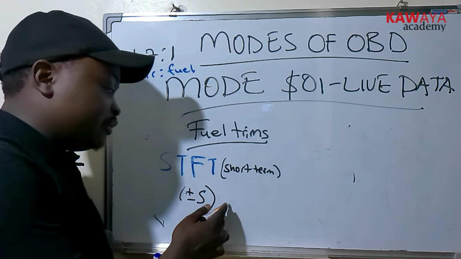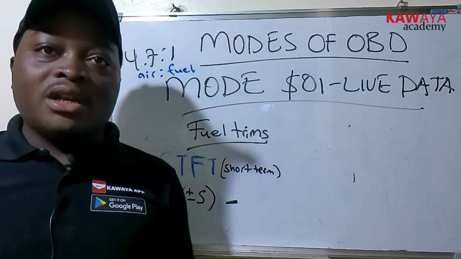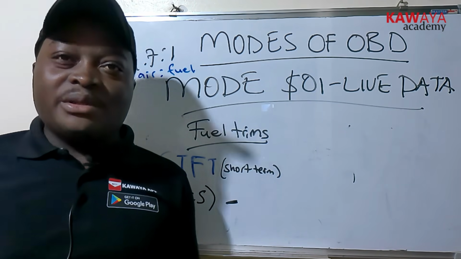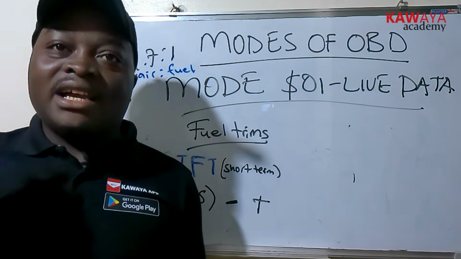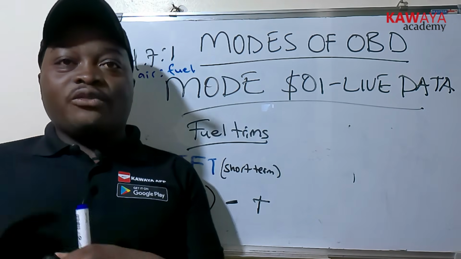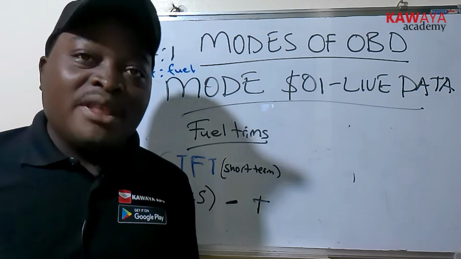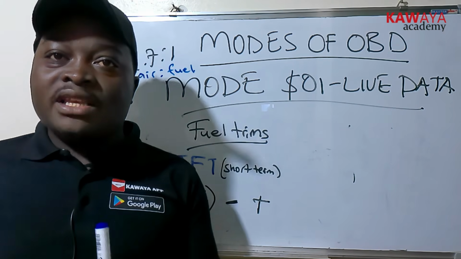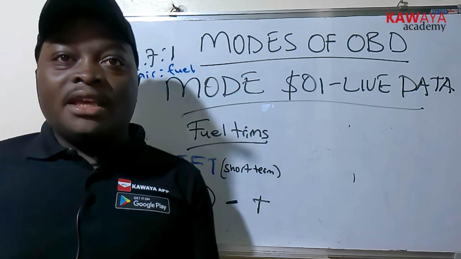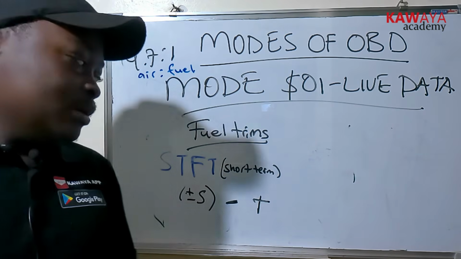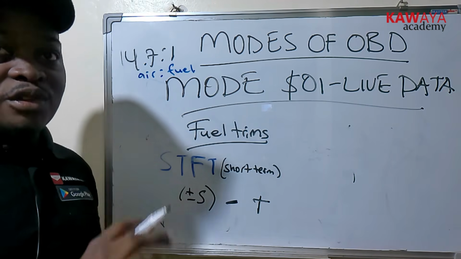When you say negative in trimming, a negative means that fuel is being reduced. A positive means fuel is being added. So if you see a +5, it means that fuel is being added. If you see a -5, it means fuel is being reduced. If you see a -3, fuel is being reduced. That is what we call a short-term fuel trim.